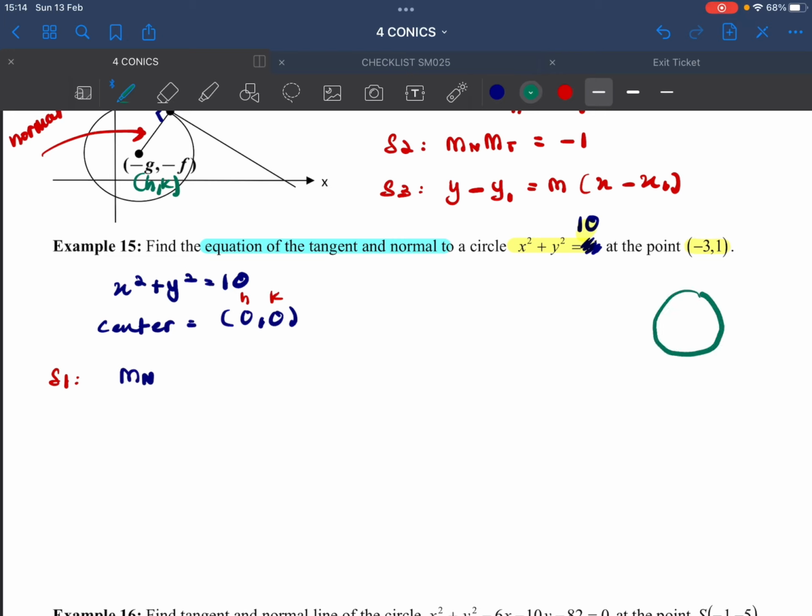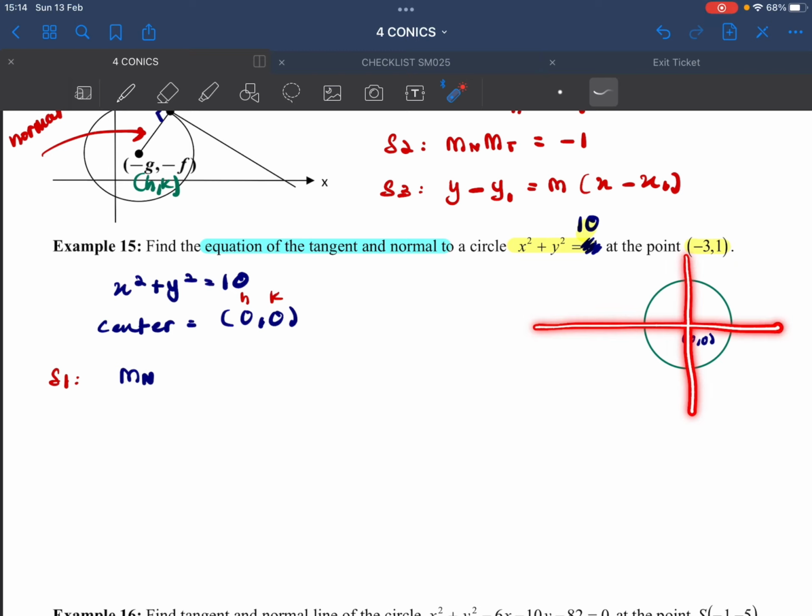So here we have the circle, with the origin as the center. Here we are going to plot (-3, 1). It is very helpful if you can draw the axis as well. So just estimate here, negative 3 and 1. The point is going to be here, (-3, 1).